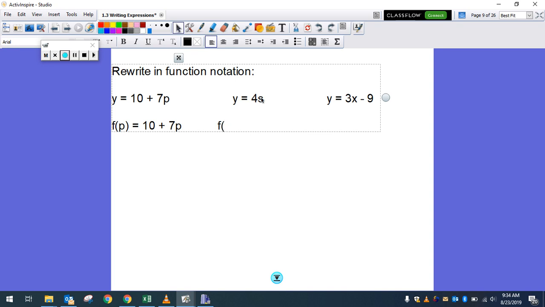Again, what letter needs to go in here? It should be an f. F of s is 4s. And here, what should go in this parentheses? It's an x. It's 3x minus 9. So that's function notation.